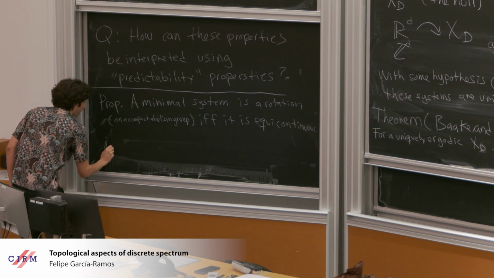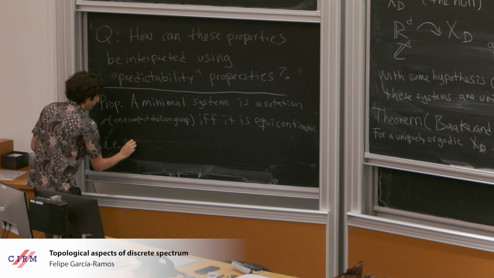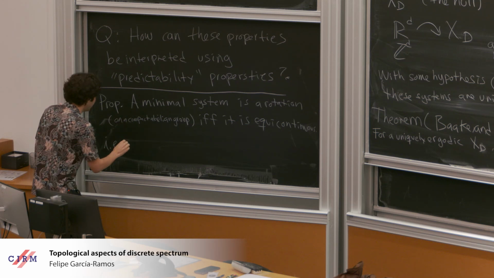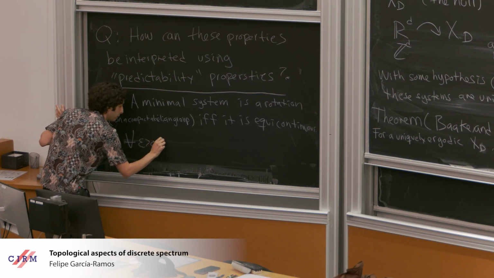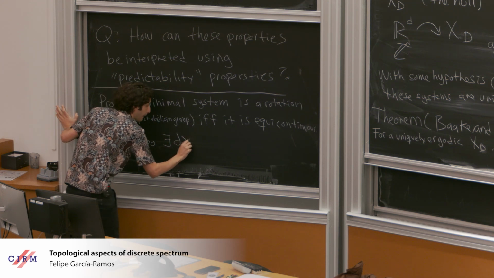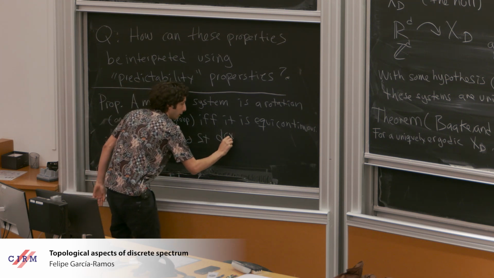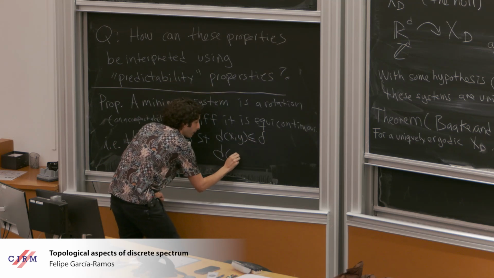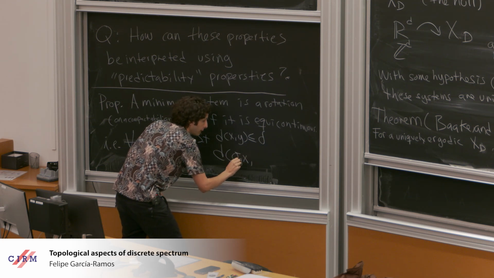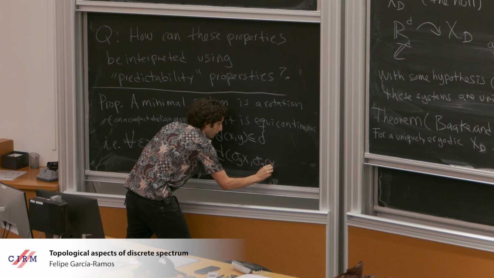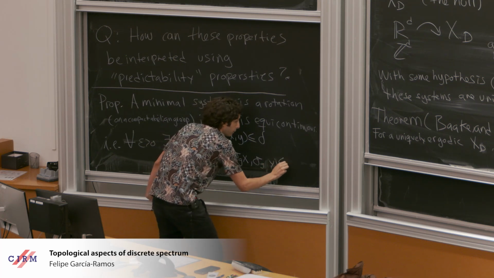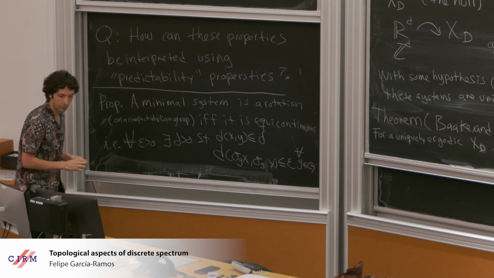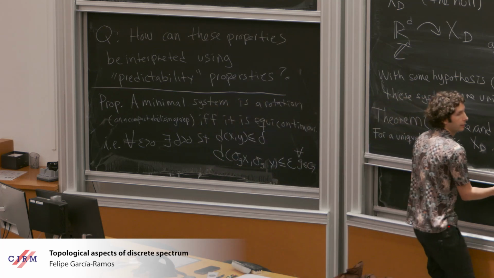And this means that all the elements in the action are an equicontinuous family. So this means for every epsilon there exists delta such that if two points are less than delta apart, then the action on the points is smaller than epsilon for all elements in the group. And why is this predictability?